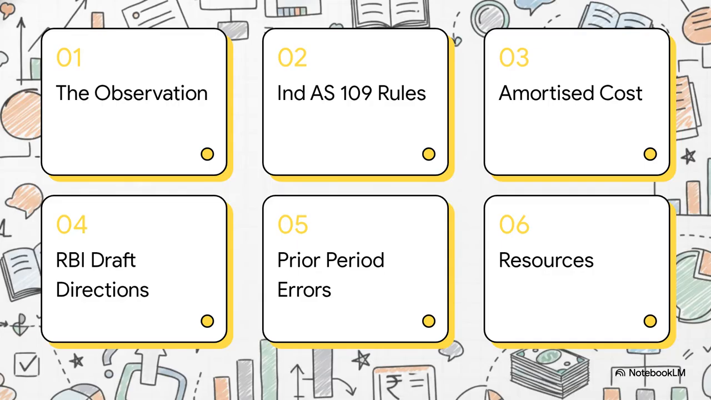Here is our agenda for today. 1. Welcome and the observation. 2. Unpacking Ind AS 109 rules. 3. Amortized cost and loss allowance. 4. The RBI draft directions. 5. Identifying prior period errors. And 6. Gap Advisor's Ind AS resources.